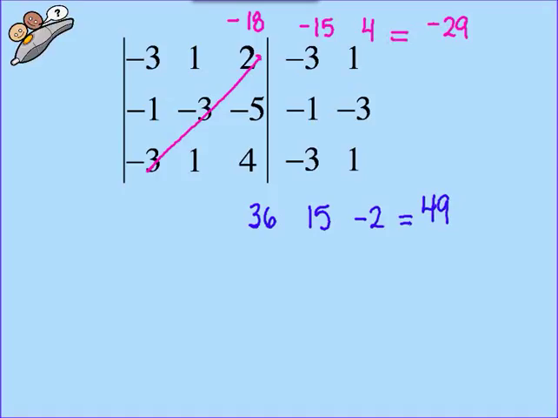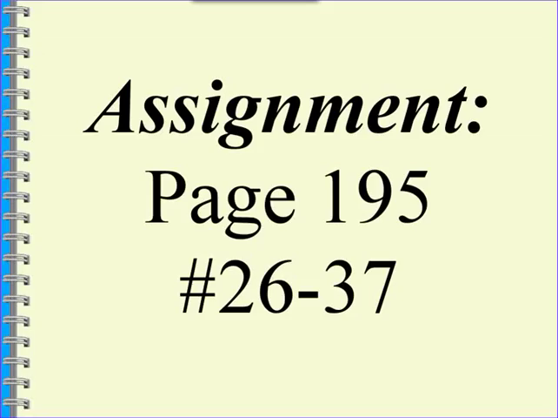Now this is what you're going to be doing. This is all you're going to be doing today. The 2 by 2 and the 3 by 3. So what I need you to do, turn in your book to page 195. When you times those, you add them. So on page 195, 26 through 37.